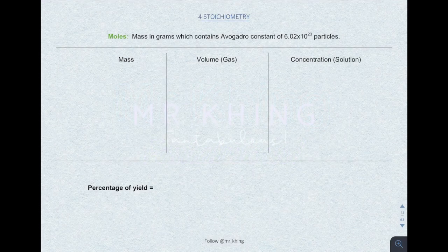Stoichiometry chapter. Right, first, what is the definition of moles? Moles means the mass in grams which contains Avogadro's constant of 6.02 times 10 to the power of 23 particles. So, there are three formulas in terms of number of moles that you need to remember.